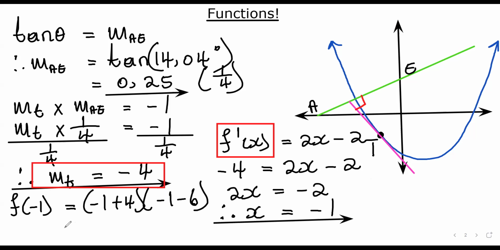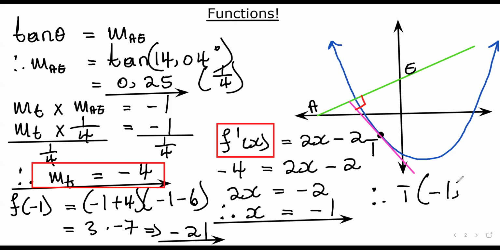So this is what you will say. Negative 1 plus 4 is 3. And then negative 1 minus 6 is negative 7. And 3 times negative 7 is negative 21. So now you can conclude and say the coordinates of the point T will be negative 1 and negative 21.